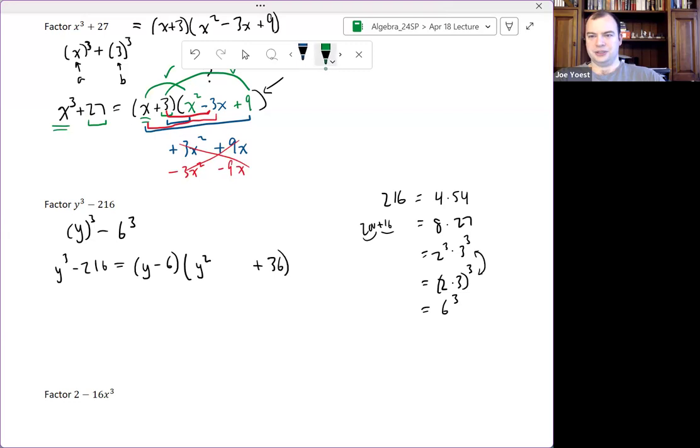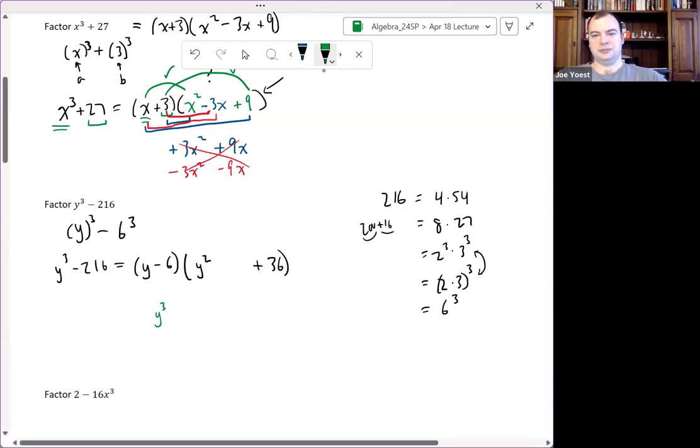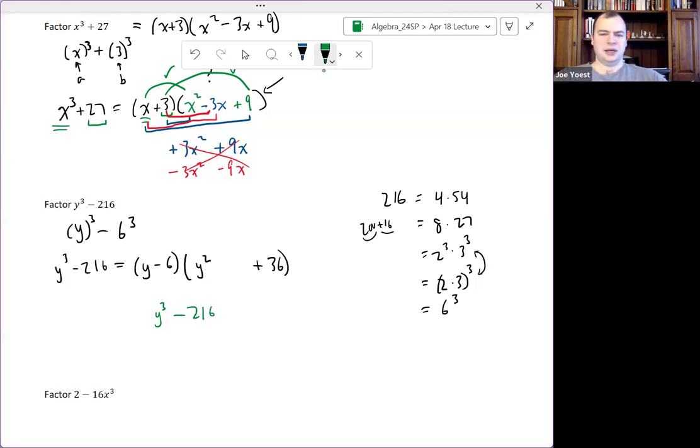And then again, I always just come down here and say, okay, I got my y times y squared. That's my y cubed. I got my negative 6 times 36. That's my minus 216. I wouldn't know that off the top of my head, except for the fact that I went through this effort to actually construct that. So I know that that's the case. So this, my kind of firsts and my lasts here, are what give me the thing that I wanted to end up with.